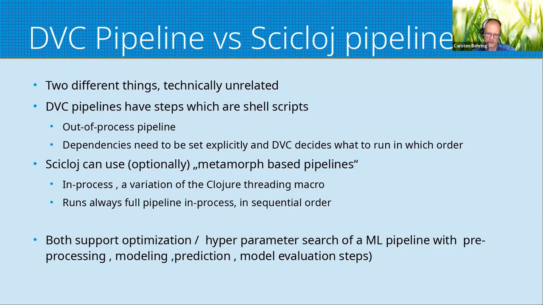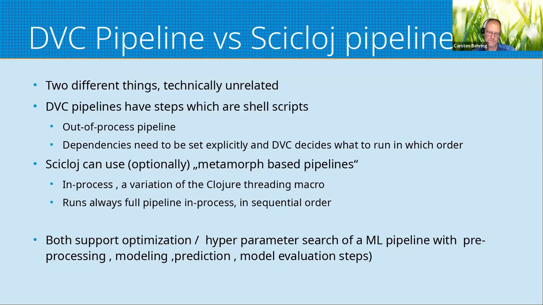So we tell it which are the inputs and the outputs of each step. We can write the steps in any order into this YAML file and it will detect the order and it will automatically detect what needs to be rerun. That is the DVC pipeline. The scicloj.ml library has optionally a concept of metamorph-based pipeline. So it's a kind of threading macro. It runs in process. It always runs the full pipeline in sequential order. So these two have nothing to do with one another.